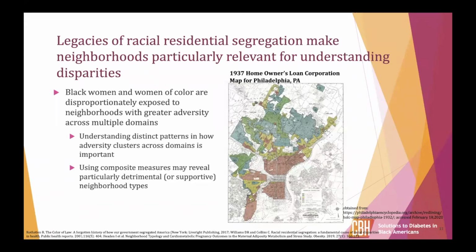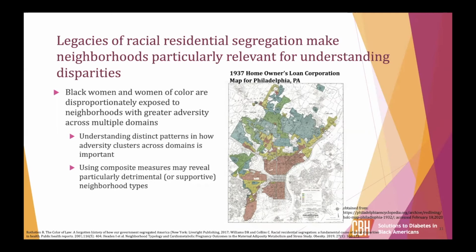And the base of this map actually shaped the foundation of investment even beyond just housing. It shaped the investment in terms of service environments. It shaped how transportation structures began to evolve over the last many decades, which now create a context in which the legacies of this structural racial residential segregation put Black women and women of color at disproportionate risk of being exposed to neighborhoods with greater adversity across more of those domains that we saw in that previous slide.